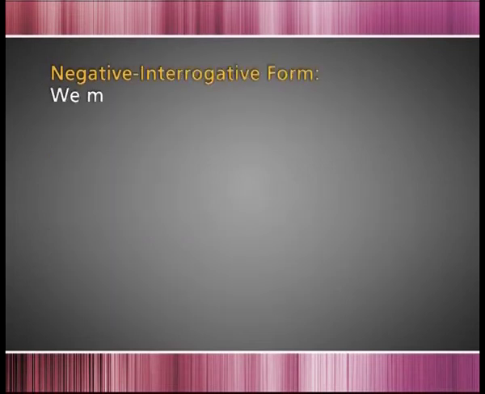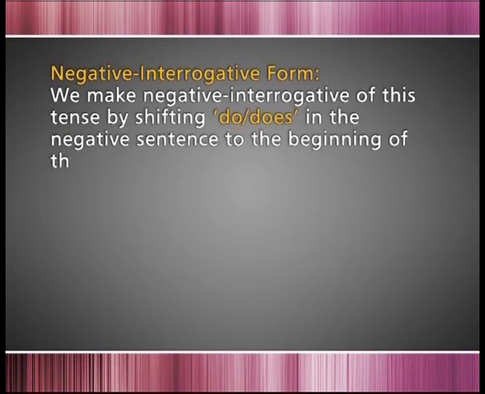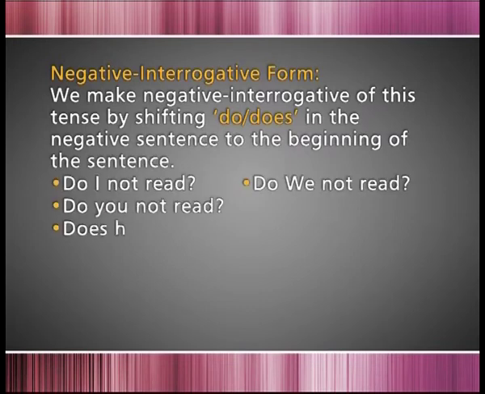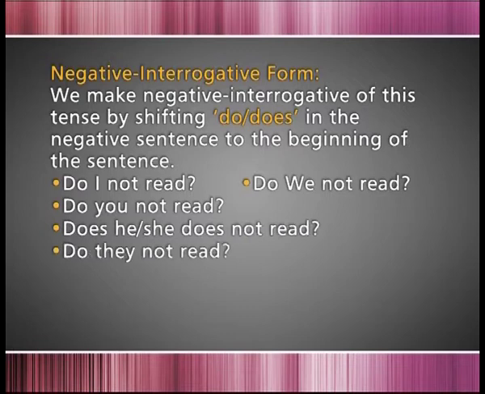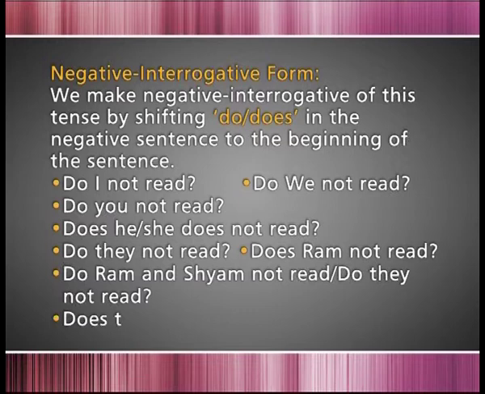Negative interrogative form. We make negative interrogative of this tense by shifting do or does in the negative sentence to the beginning of the sentence. Do I not read? Do we not read? Do you not read? Does he or she not read? Do they not read? Does Ram not read? Do Ram and Shyam not read? Does the lion not roar?